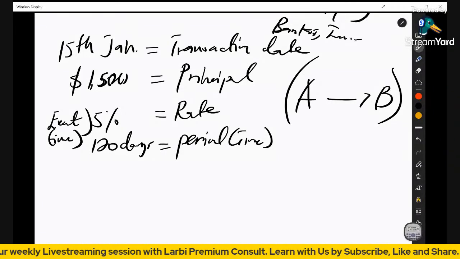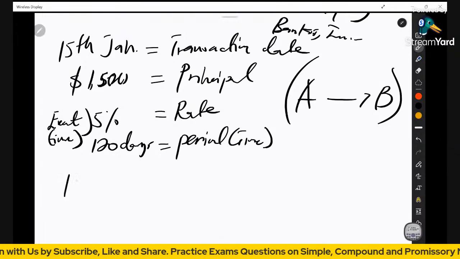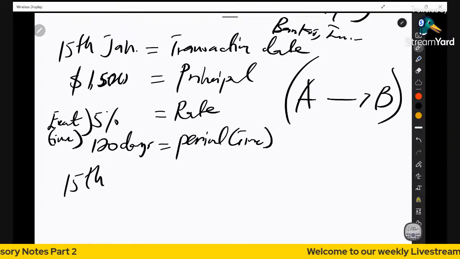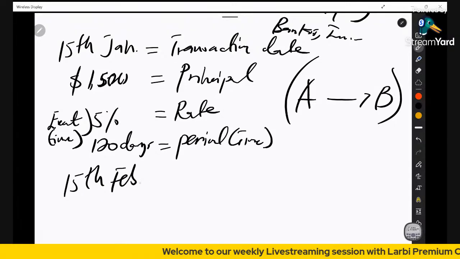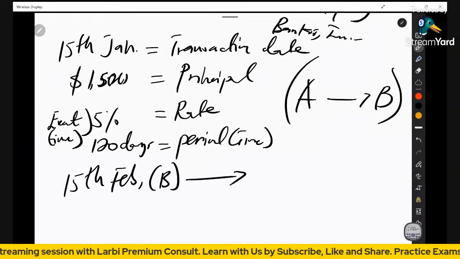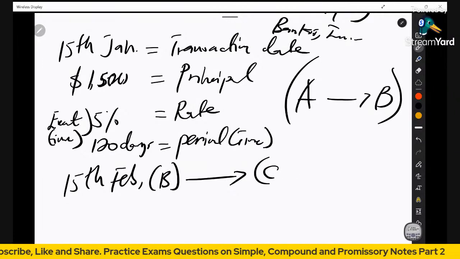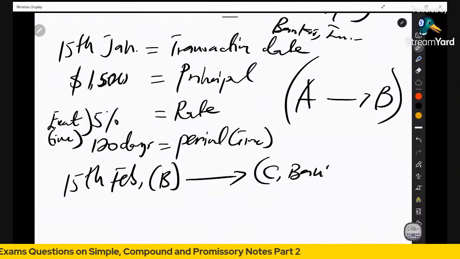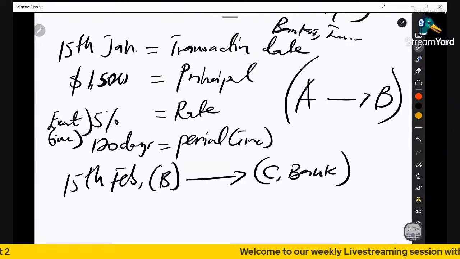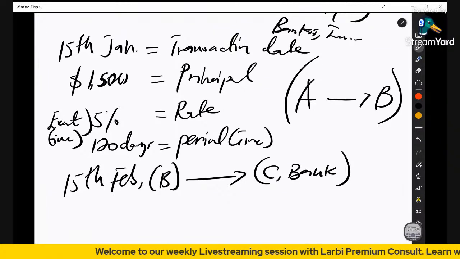Okay, so during the activities of the business or the transaction between A and B, on, let's say, the 15th of February, party B couldn't wait for the loan to mature and then transferred the note to another party, say party C, who is an investment company or a bank, a financial institution. He transferred the note to the bank so that they can discount it or get him some money to continue with his activity.